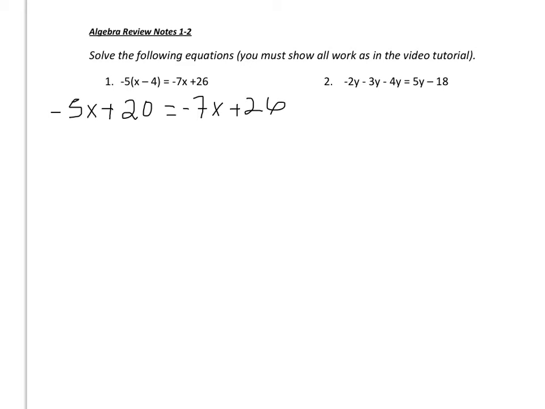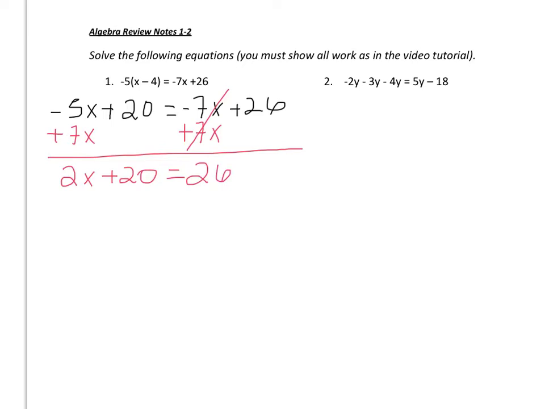Now, I want to bring all the variables to the left hand side, okay? So that's what I want to do first, and I have a -7x, so I need to do the opposite. That means I'm going to add 7x to both sides. So plus 7x, then this cancels from this side, and then I have -5x plus 7x, that's 2x plus 20 equals 26.